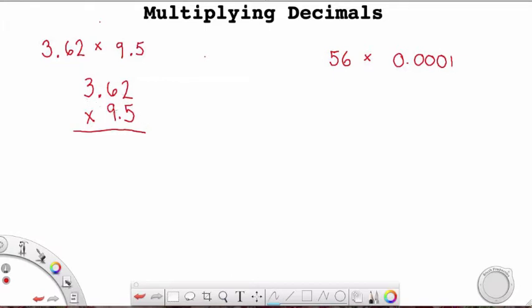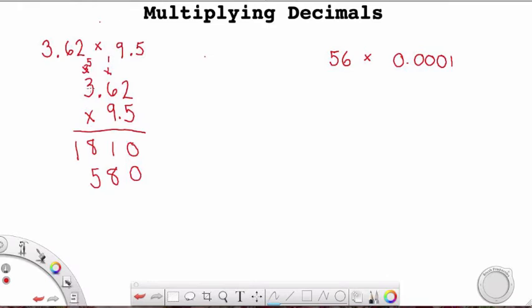We first stack it vertically, and then I do 5 times 2 is 10, and then 5 times 6 is 30, plus the 1 is 31, carry the 3. 5 times 3 is 15, plus 3 is 18. Then I put a 0 right here as a placeholder, and then I do 9 times 2 is 18, put the 8 there, carry the 1. 9 times 6 is 54, plus the 1 is 55. Carry the 5. We can get rid of that and that.